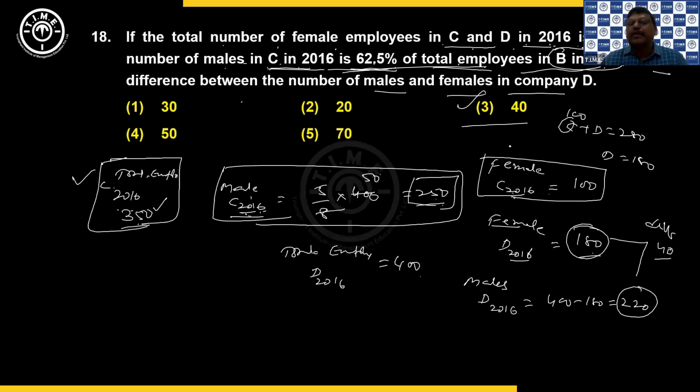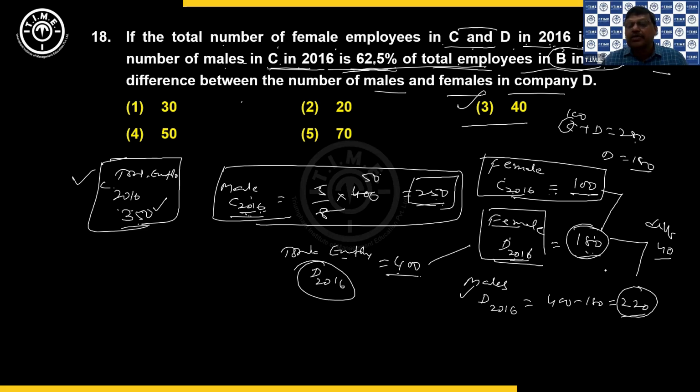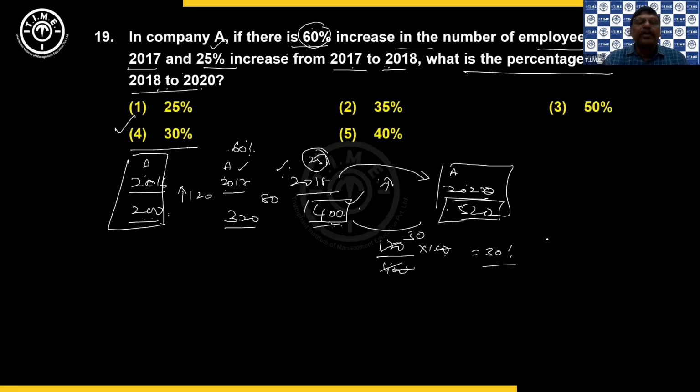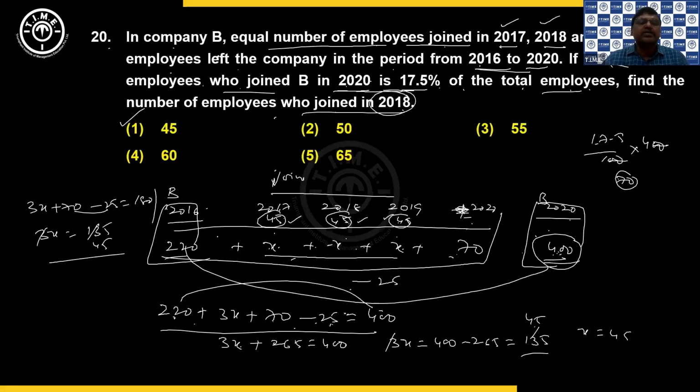Once you know female employees of 2016, C and D together we know is 280. Since you got 2016 female employees of C, you are getting D also, because together they are 280. If one is 100, another will be 180, as we discussed. Once you know female employees of 2016, you can find male employees of D also because you know total employees of D in 2016. Total employees minus female employees will give you male employees. Once you know female and male, he is asking the difference. This is the 18th question.